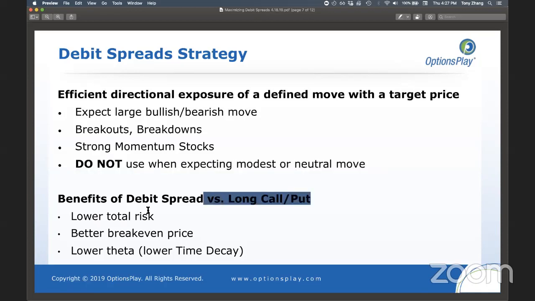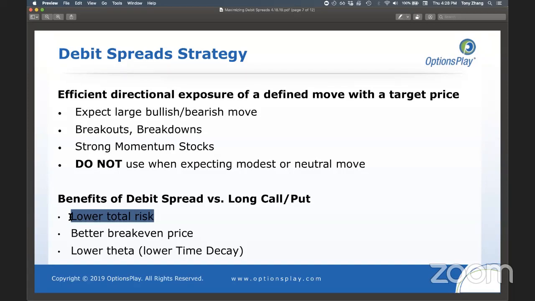So let's talk about the benefits of debit spreads versus just outright buying a long call or a put, because the way you should really think about debit spreads is as graduating from buying a call or a put into a slightly more advanced strategy, because it lowers your total risk. In the examples before, instead of buying a call or a put for $4, I'm now getting the same directional exposure for only $3. So I've limited my risk by 33%.